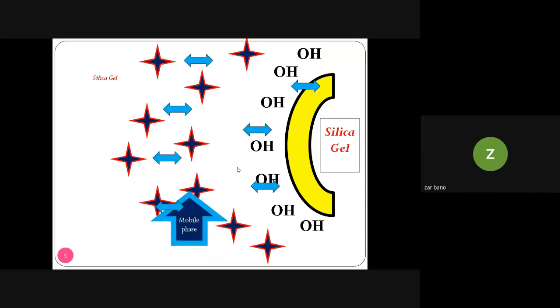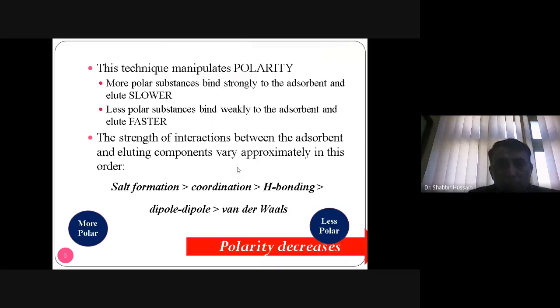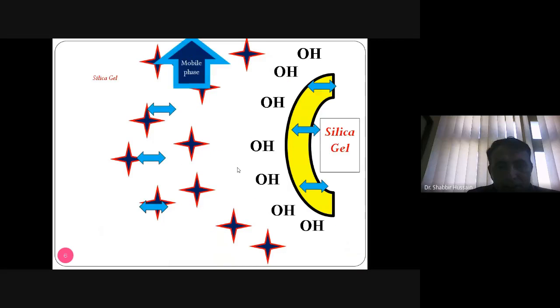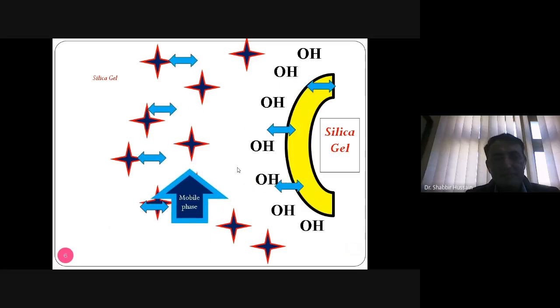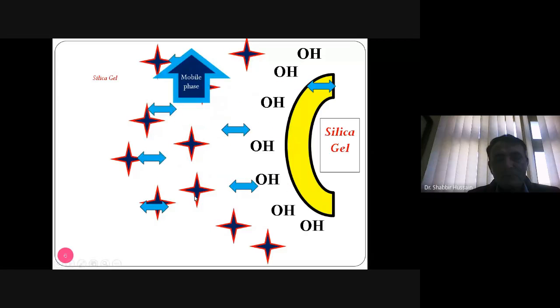Okay, as we have already discussed the stationary phase and mobile phase in thin layer chromatography, right? We have already told you that more polar substances bind strongly to the adsorbent and elute slower. Less polar substances bind weakly to the adsorbent and elute faster. We discussed in our previous lecture that this is the mobile phase.